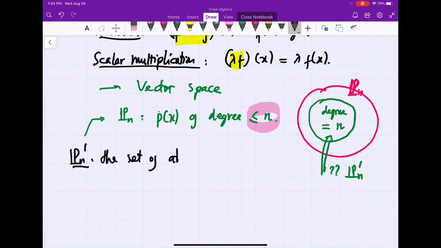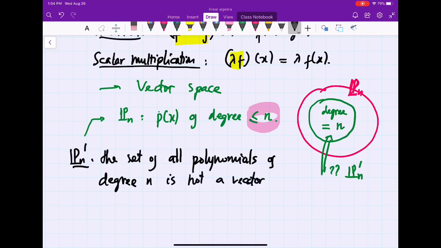The set of all polynomials of degree n is not a vector space, with, of course, the standard operations over Pn. Why?